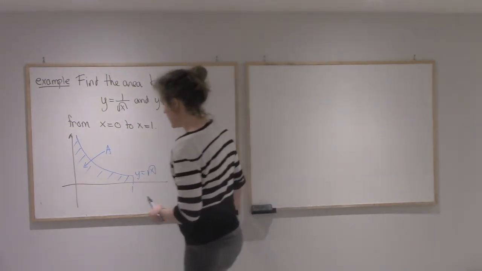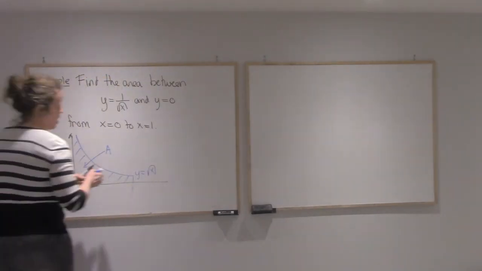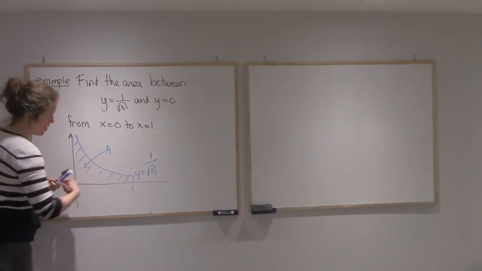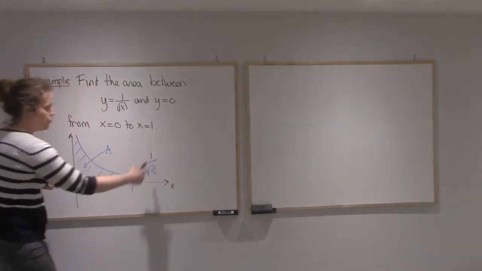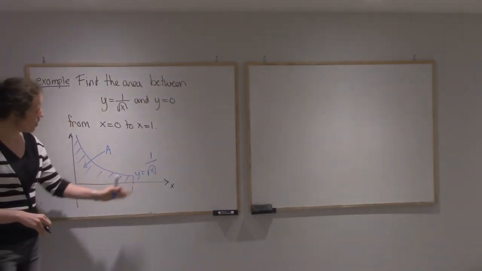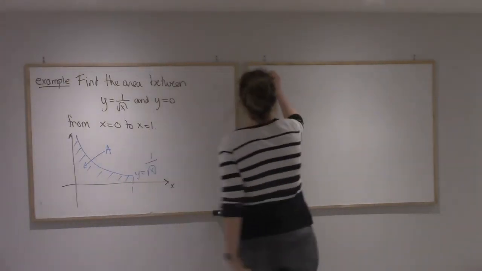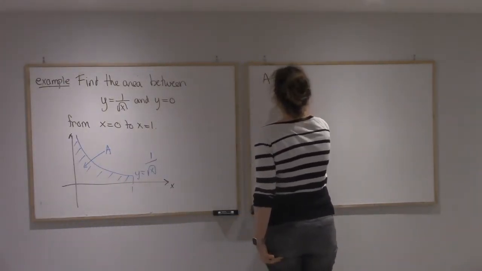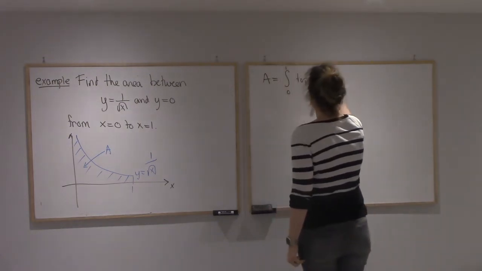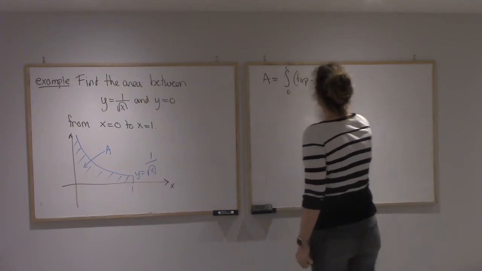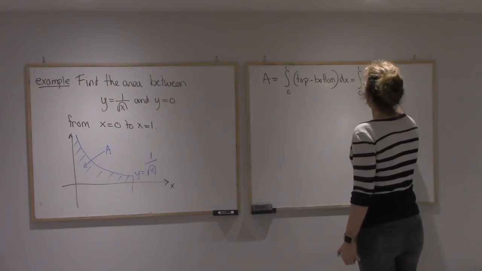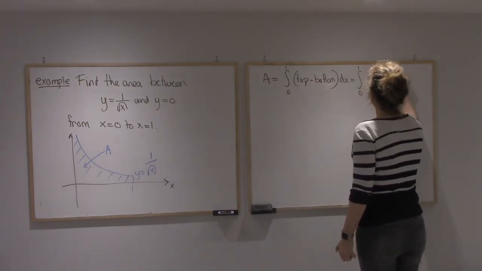All right, so I'm going to take a simpler example. I'm going to take the area in blue here, between the x-axis and 1 over root of x, going from 0, which is a vertical asymptote for this function, all the way to 1. So this area is the integral from 0 to 1 of top minus bottom, which is the integral from 0 to 1 of 1 over root of x minus 0.